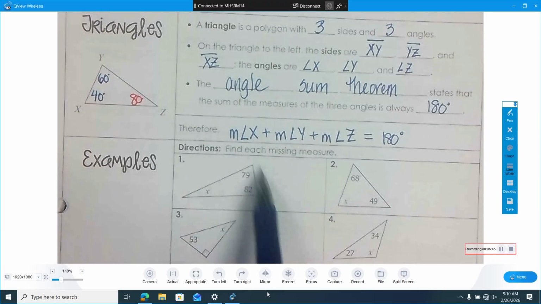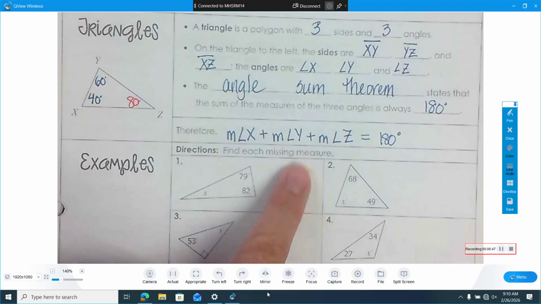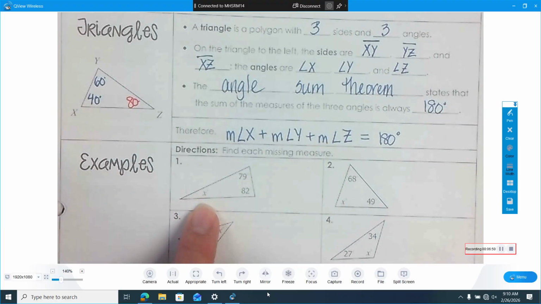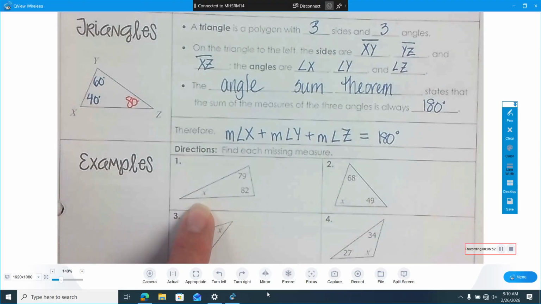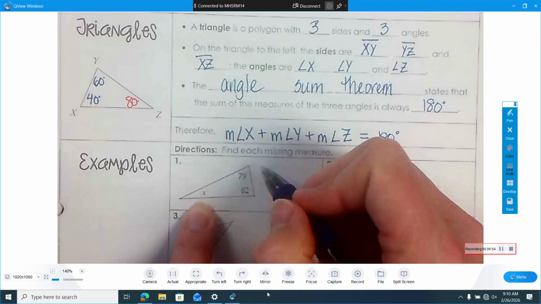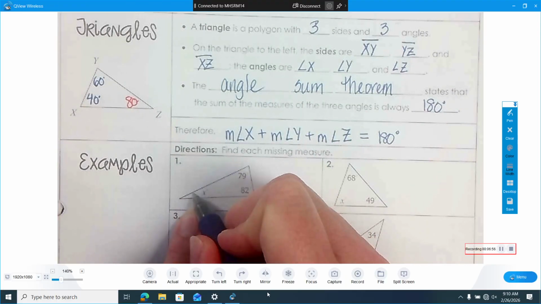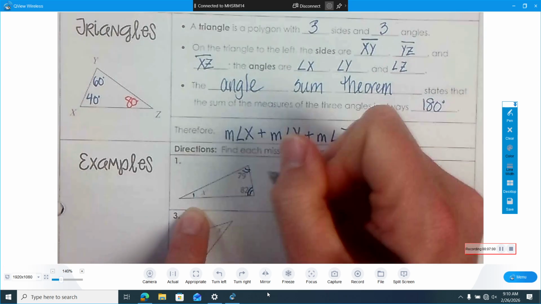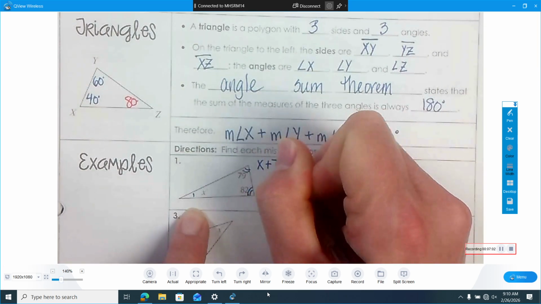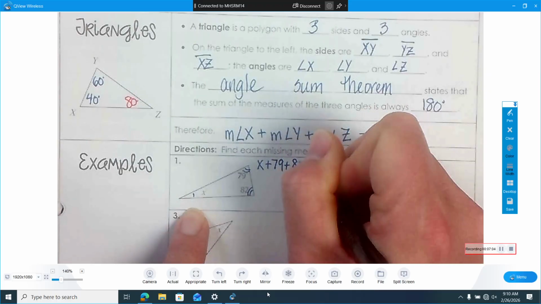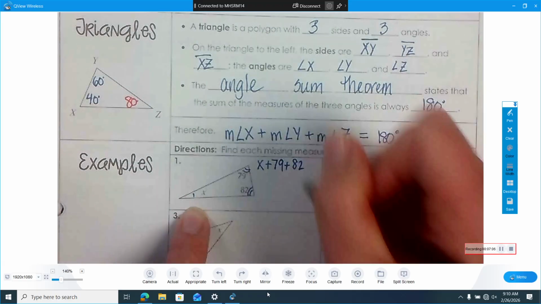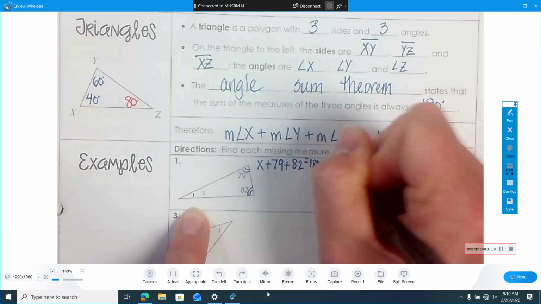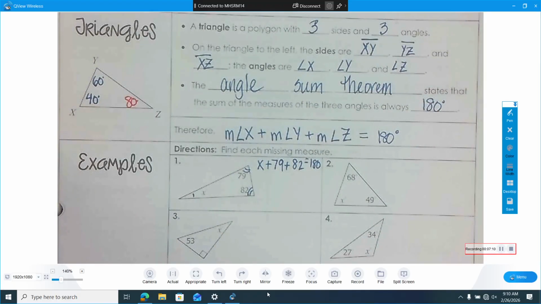And so here I have a lovely triangle. We want to find the missing measure. Again, we can do this a couple of different ways, but I know that all three angles should add up to be 180. So X plus 79 plus 82 should equal 180 degrees. Can we clean that up?